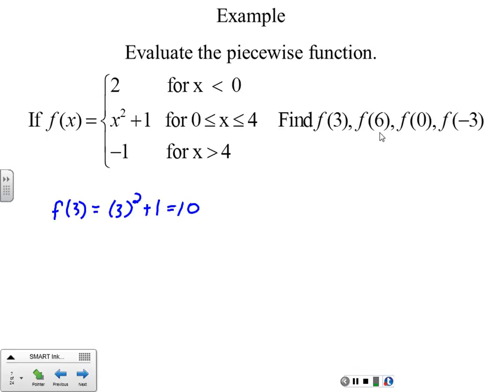Okay, f of 6. I agree with the function, yes. We're going to plug 6 in here. 6 is greater than 4, so we are going to use this function. But my y value is negative 1.